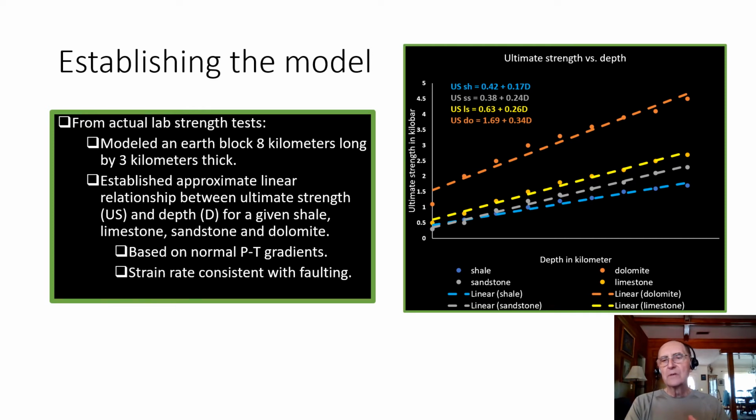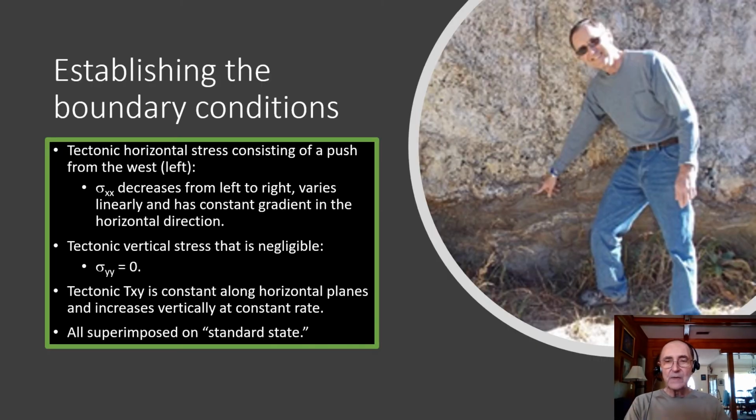From actual strength tests conducted in the lab, I modeled an earth block 8 kilometers long by 3 kilometers in thickness. I also established an approximate linear relationship between the ultimate strength and depth for a specific shale, a limestone, a sandstone, and a dolomite. I did this based on normal pressure temperature gradients and a strain rate that is consistent with faulting. As I mentioned earlier, the real challenge is to establish boundary conditions that are geologically realistic.